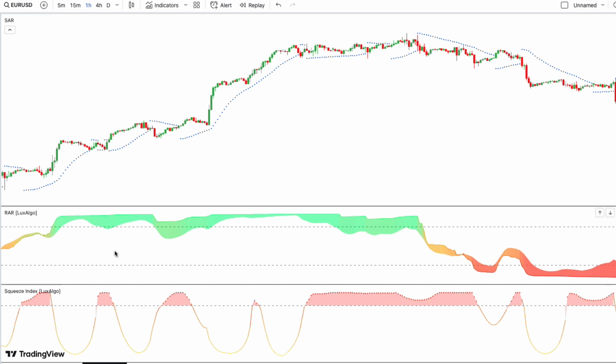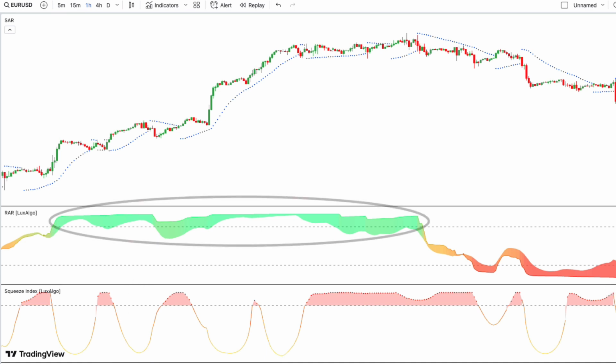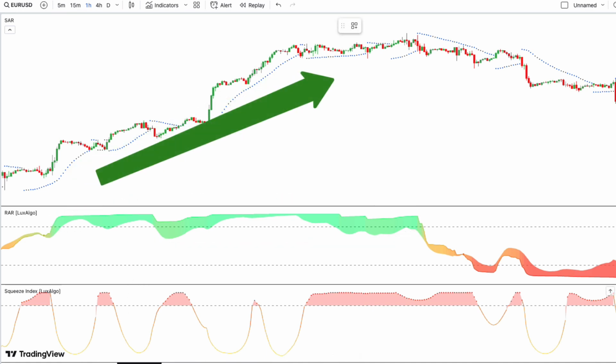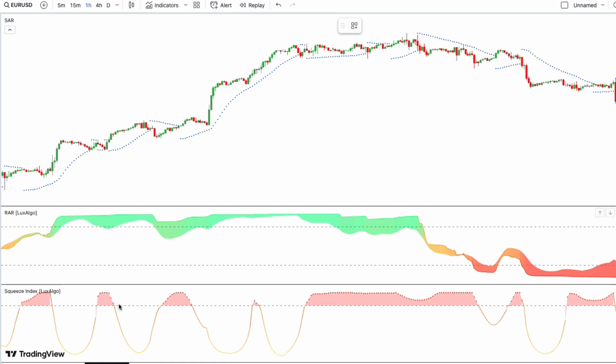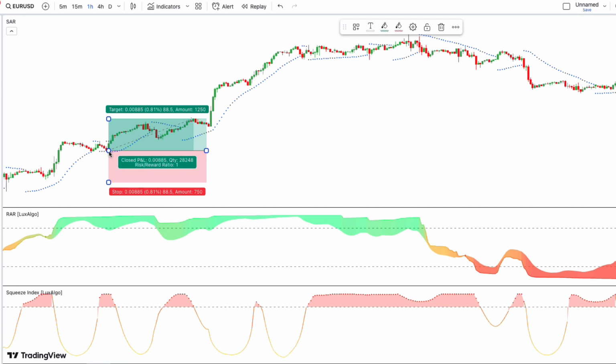And then when it crosses back below 80, it's a buy signal. It's a buy signal because Rainbow RSI is green and the trend is up. The signal is confirmed if Parabolic SAR is below the price. So we can enter a long position here as this new candle is opened.